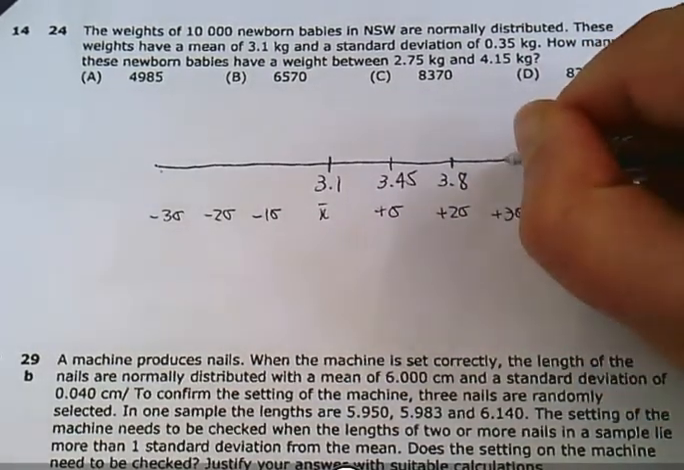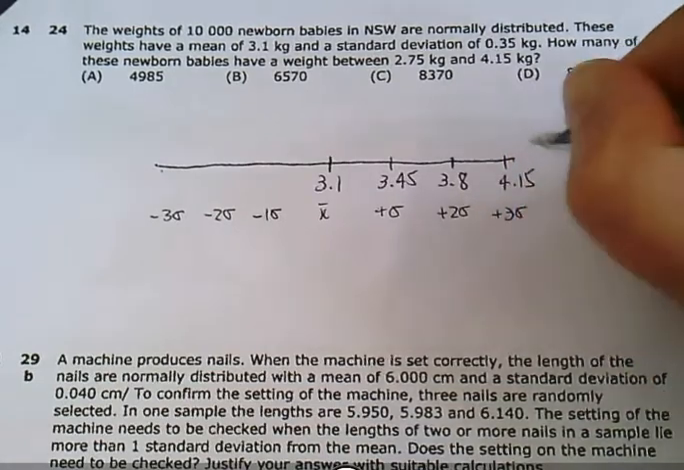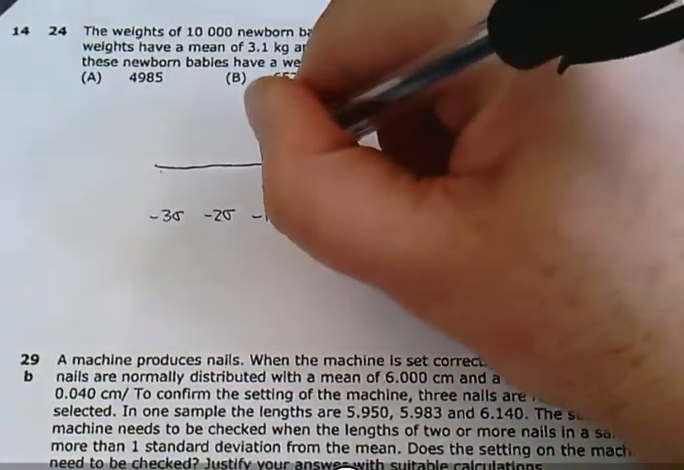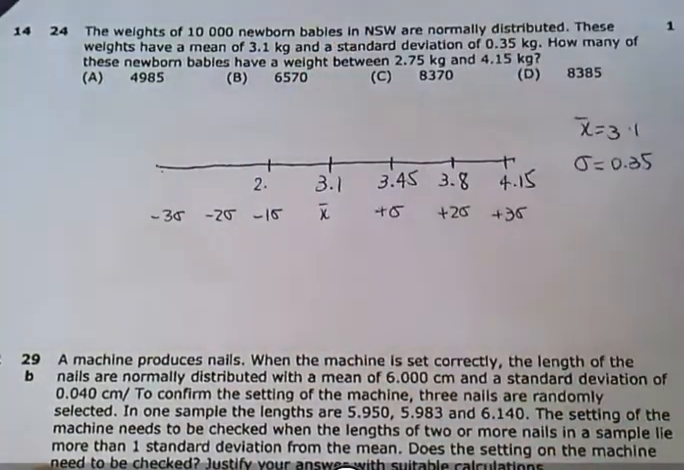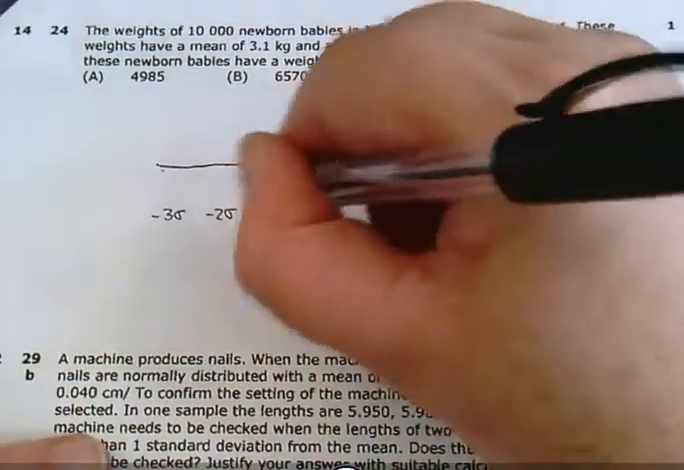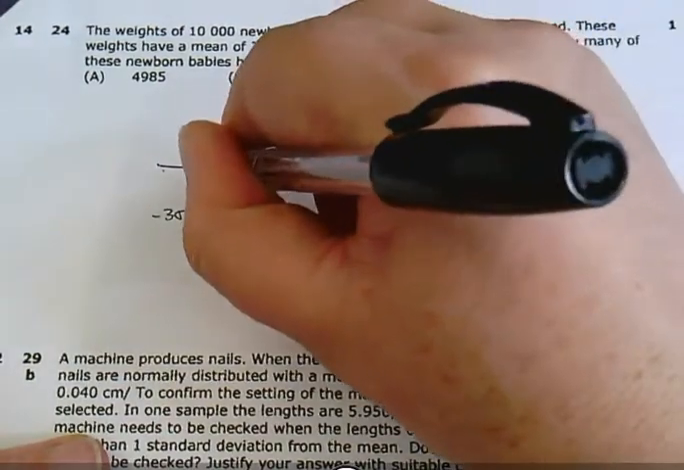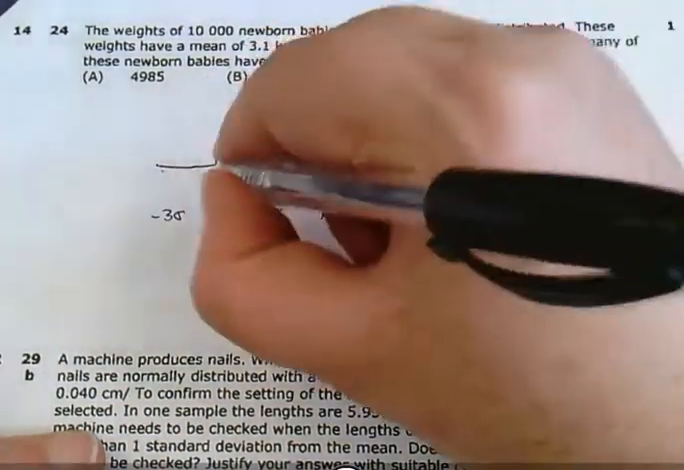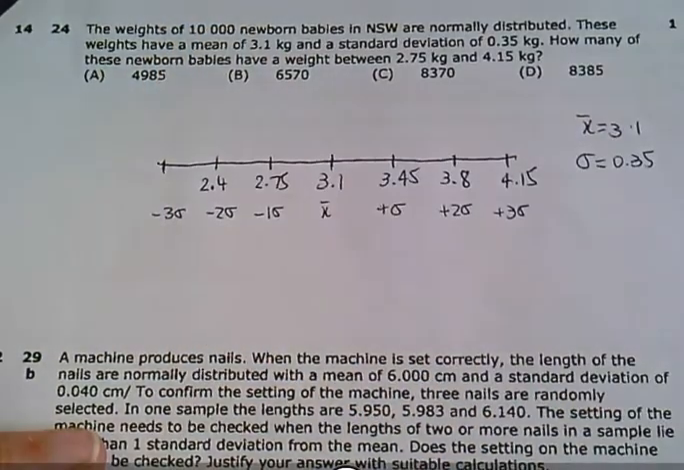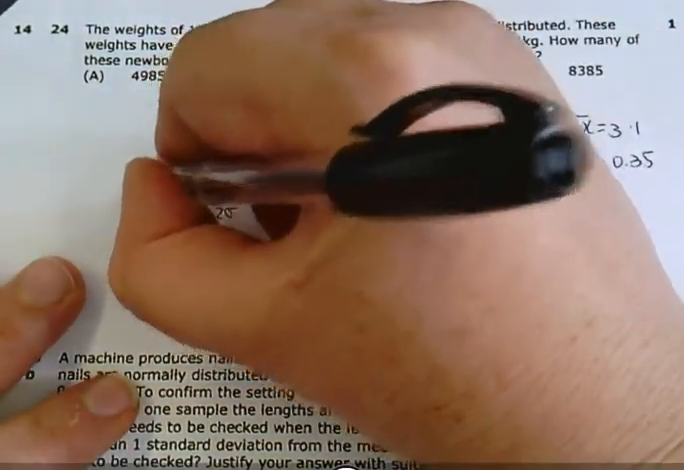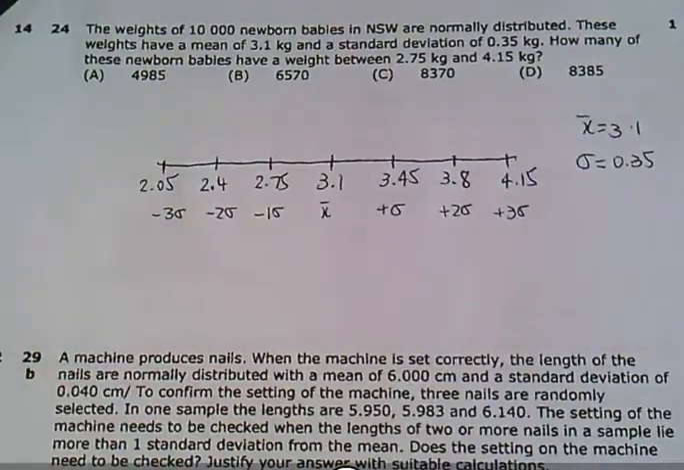And 4.15. Then go back, 3.1, take away 0.35, 2 point what? Is it 2.75? Yep. And then take away 0.35 again. Is that 2.4? Yeah. And then take away 0.35 again. 2.05. There you go.